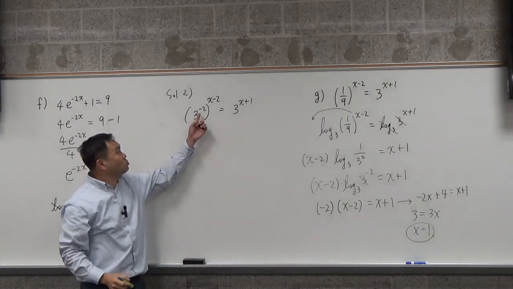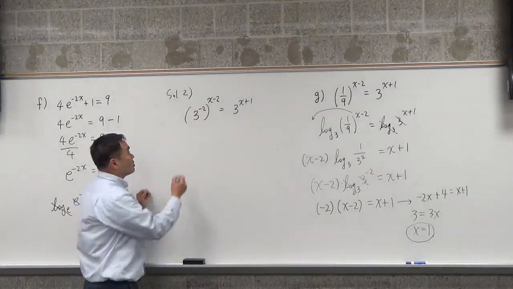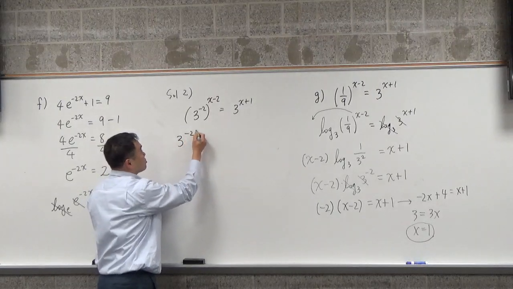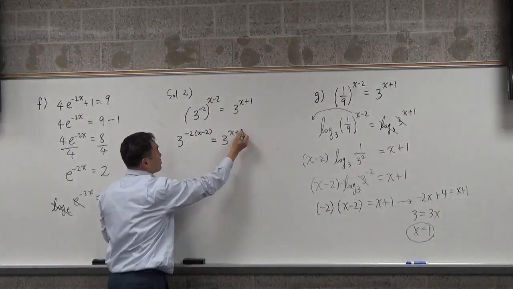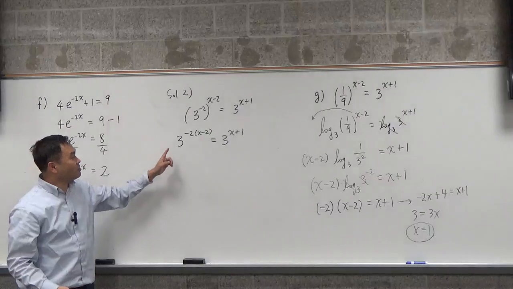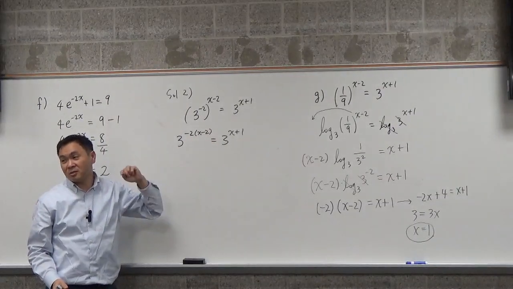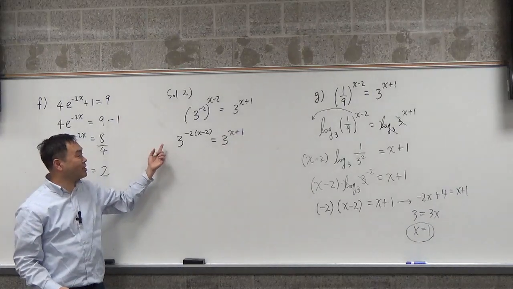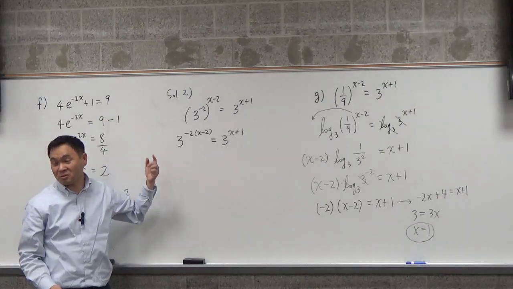Now, what's the exponential rule if you have an exponent here and there? They multiply, right? So you end up with 3 to the negative 2 times x minus 2 equals 3 to the x plus 1. And then you can say, since the bases are the same, the exponents must be the same. Right? Or if you don't like that argument, you can just take log base 3 of both sides. That'll be another way to cancel the 3's.